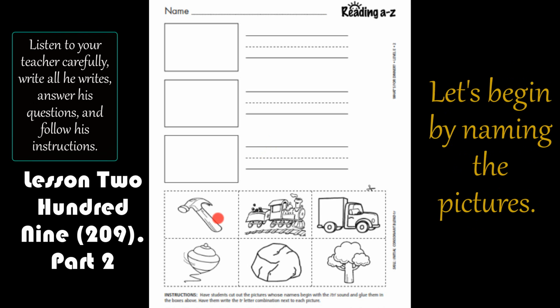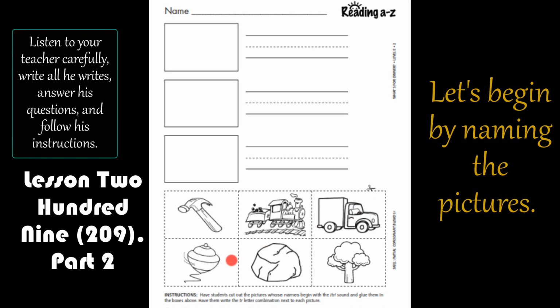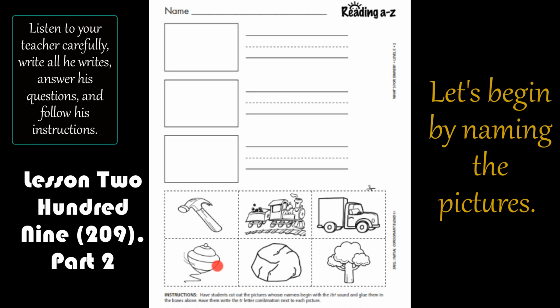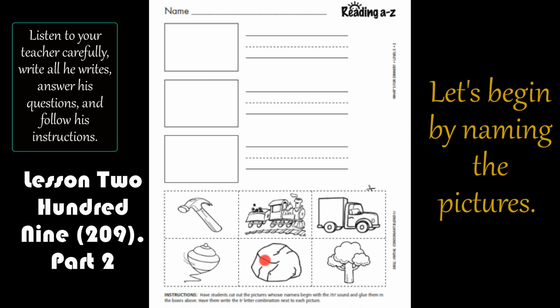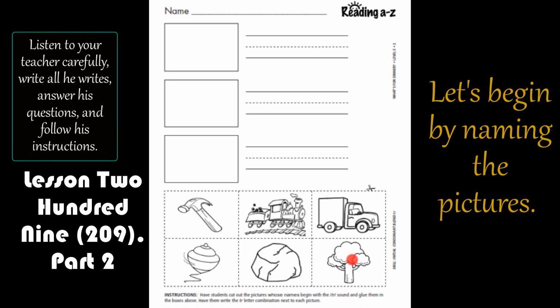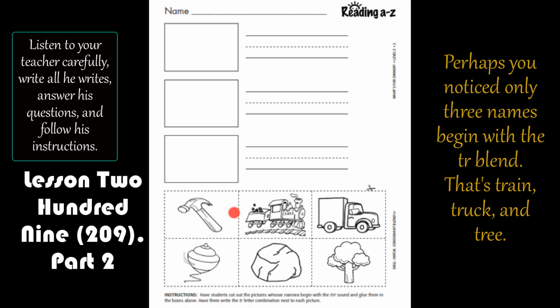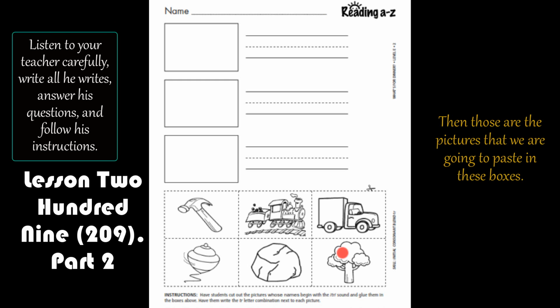Let's do it. Let's begin by naming the pictures. This is a hammer. This is a train. This is a track. This is a top. This is a rock. And this is a tree. Perhaps you noticed only 3 names begin with the TR blend. That's train, track, and tree. Then those are the pictures that we are going to paste in these boxes.